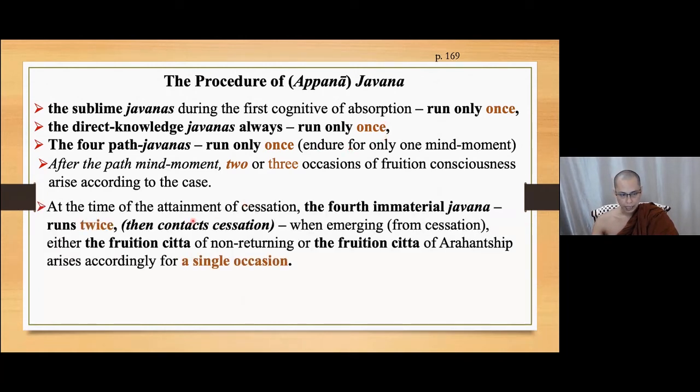And at the time of the attainment of cessation, this is called Nirodha Samapatti. By seeing this explanation, we understand how the mental process arises for the attainment of cessation during life. So the fourth immaterial Javana, a wholesome process for the Anagami and a functional process for the Arahat, arises two times.